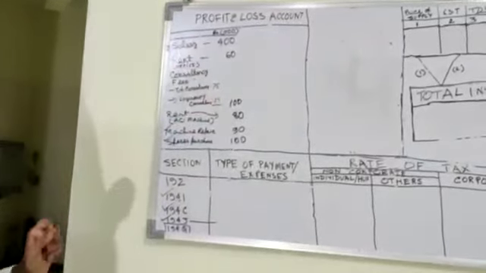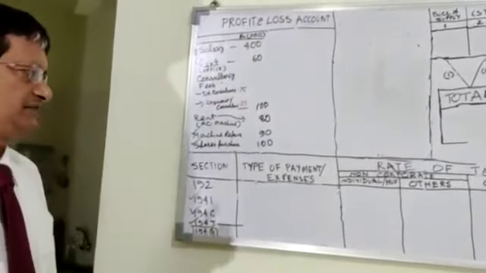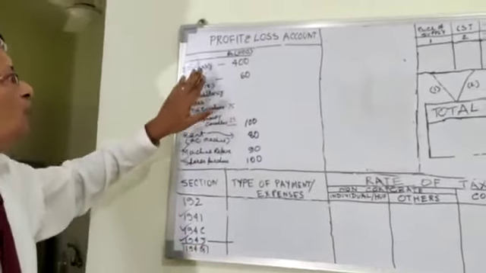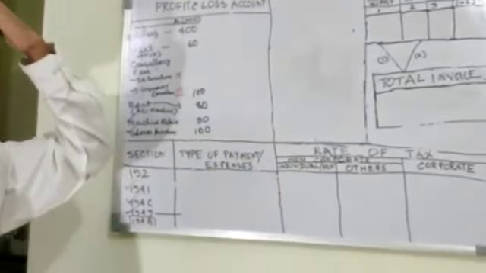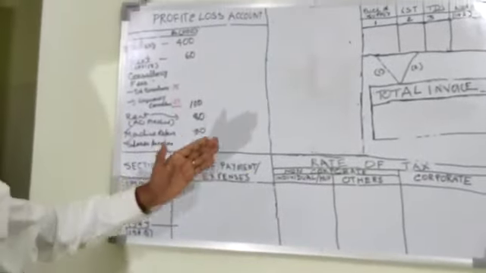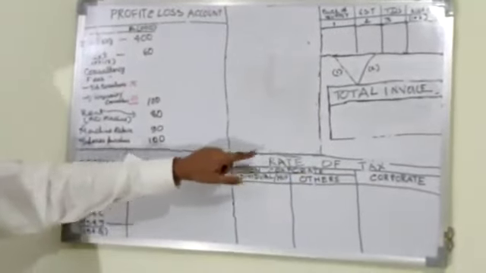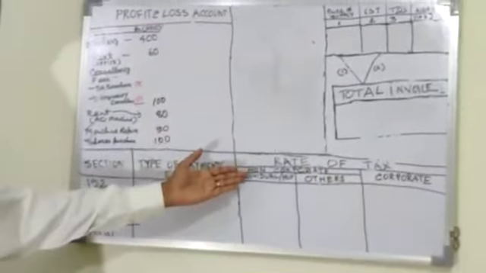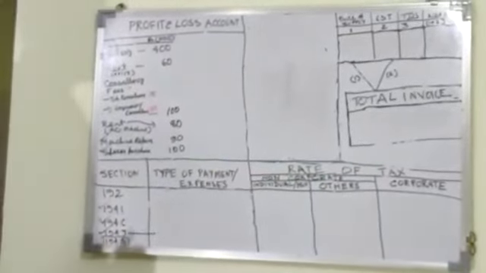So for TDS we need two things in mind. First is to whom we are paying. Am I paying it to a non-corporate entity, that means an individual, HUF, partnership firm, or am I paying it to a corporate entity? Because my rate of tax depends upon whether it is in respect of a non-corporate entity or a corporate entity.